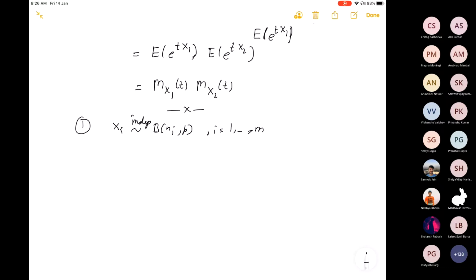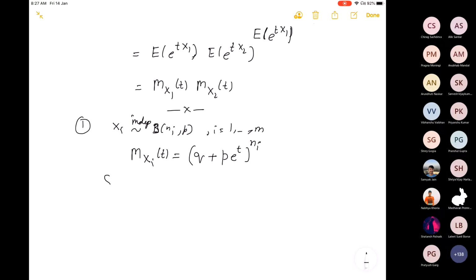Okay, so they are independent also. Can anyone remember what is the moment generating function of the binomial distribution? q plus p e raised to power t. Yes, (q plus p e raised to power t) raised to power ni here, i is from 1 to m.